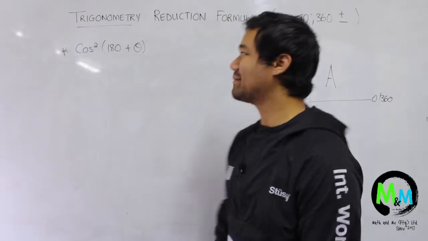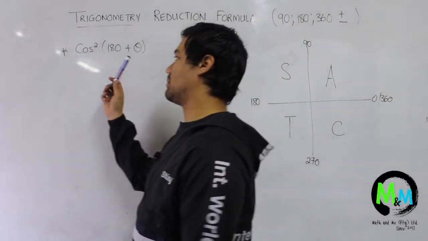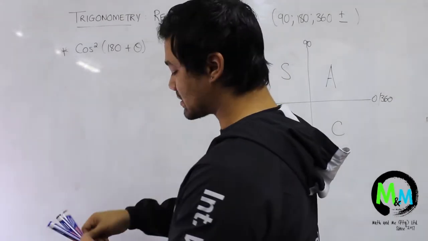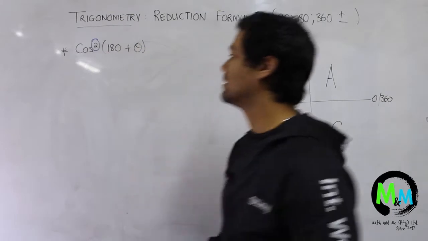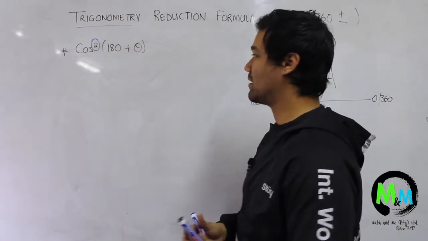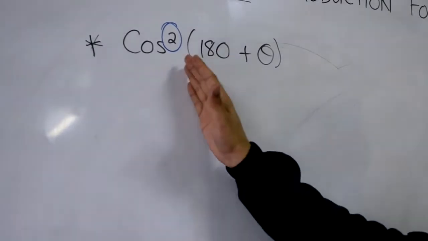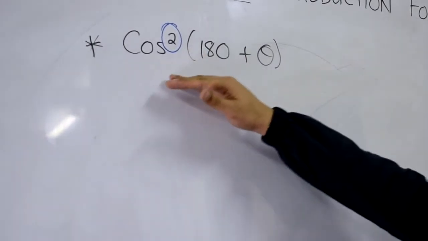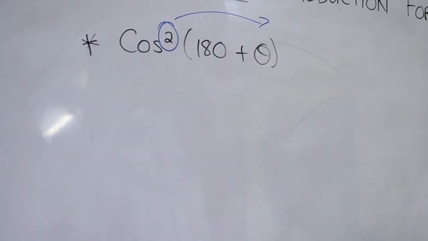Okay, so looking at some examples of a reduction formula. The first one I want to look at in particular because this square just seems to make some of you crazy. And by crazy, I mean wrong, like you get the wrong answer. So what I want you to do, anytime you see a square in trig, especially when you have to use a reduction formula, I want you to take it to the outside.